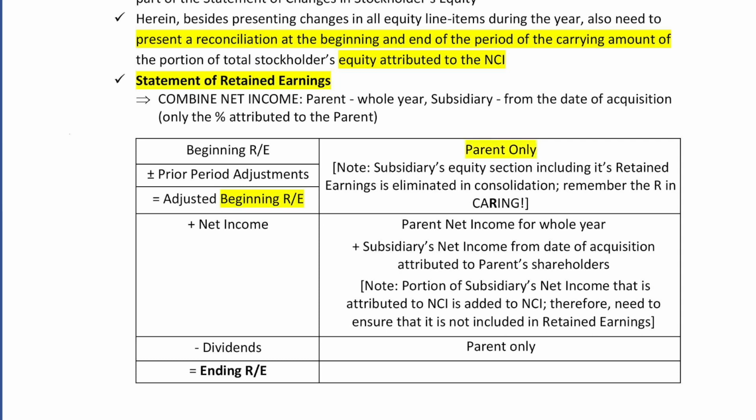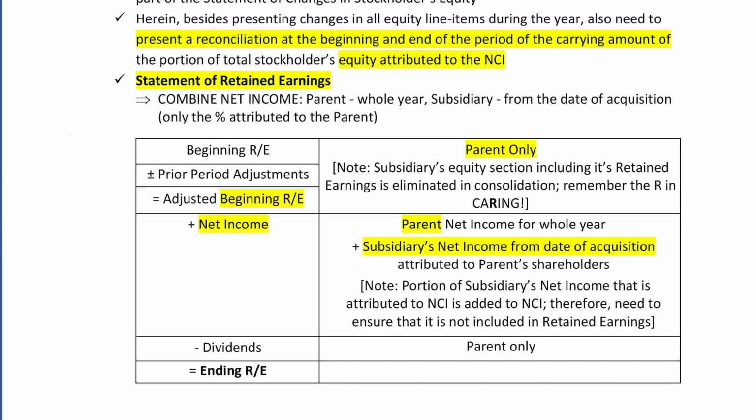Note that the subsidiary's equity section, including its retained earnings, is eliminated in consolidation. Remember the R of carrying. So now that you have the beginning retained earnings, you add net income. So this is the parent's net income for the whole year plus the subsidiary's net income from the date of acquisition attributed to the parent's shareholders.